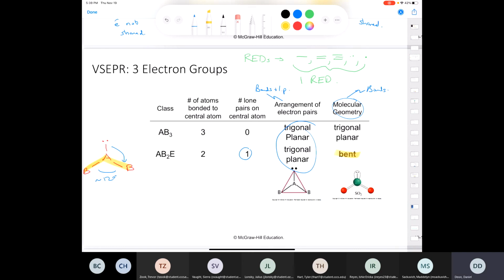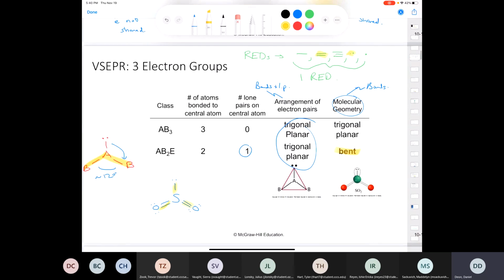An example of a bent molecule having three regions of electron density, or two bonds and one lone pair, would be sulfur dioxide. The Lewis structure for sulfur dioxide looks something like this. I have two double bonds and a lone pair on the sulfur. Remember, a double bond is a region of electron density. I've got two of those. And a lone pair is a region of electron density. So I've got three regions of electron density.